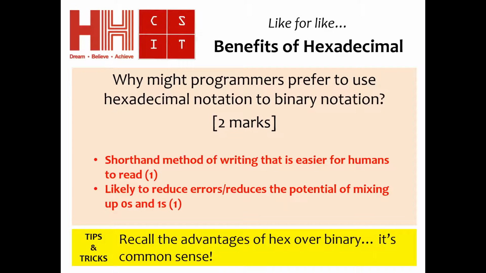Okay, so this is a pretty standard question. It's asking me why programmers might prefer to use hexadecimal to binary notation. The two answers that are acceptable are: it's shorthand, and it's easier for humans to read, which means you're less likely to mix up the ones and zeros. What you can't talk about is storage. If you talk about storage, you lose all the marks completely, because storage is always binary. All the computer is doing is giving you hexadecimal so it's easy for you to read. It is still using binary.